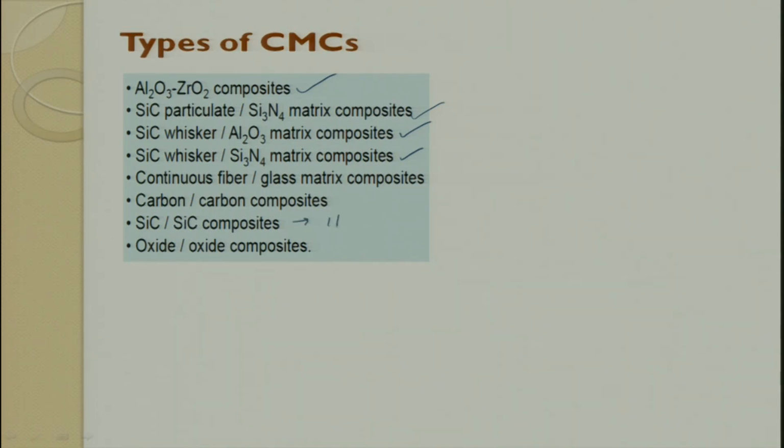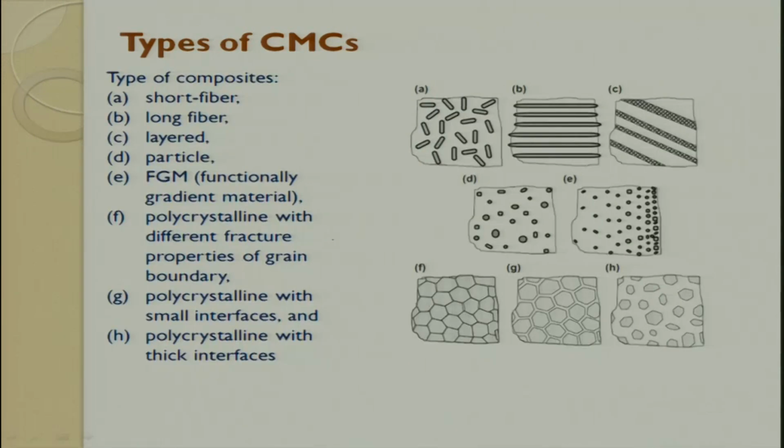These are all very high temperature applications, used in missiles, rockets, all those things. Oxide composites are also available. For example, alumina reinforced with an alumina particulate, or alumina reinforced with zirconium oxide, or alumina reinforced with SiO2. So, these are some of the examples.